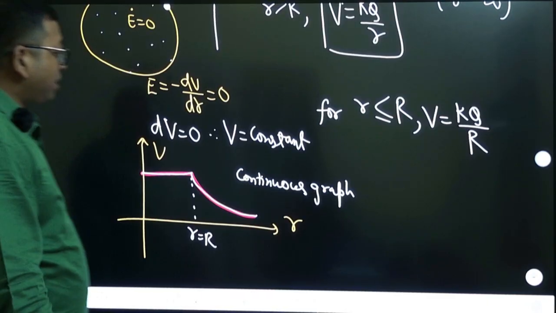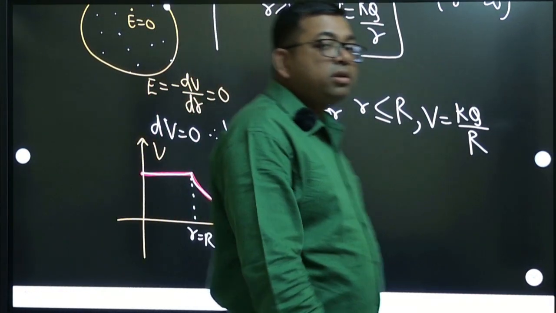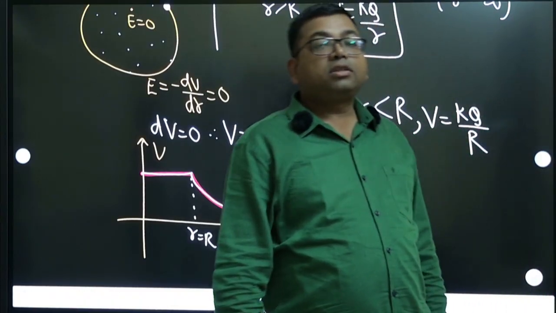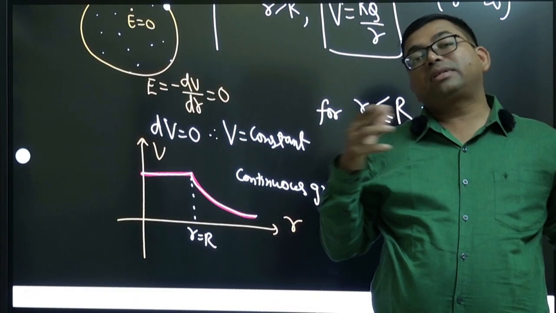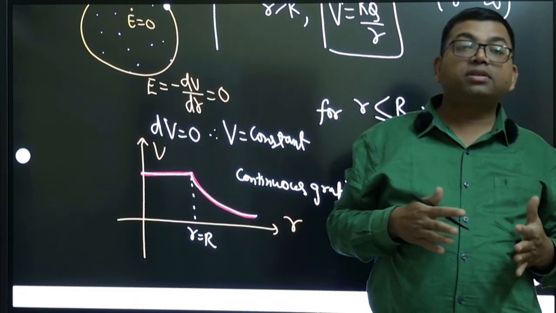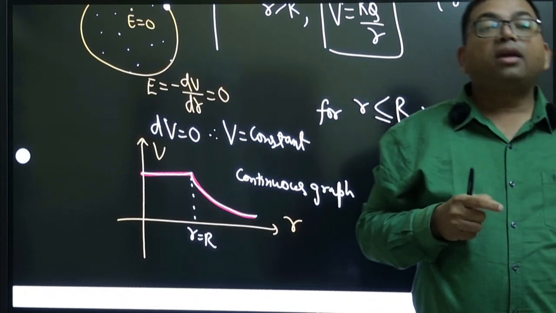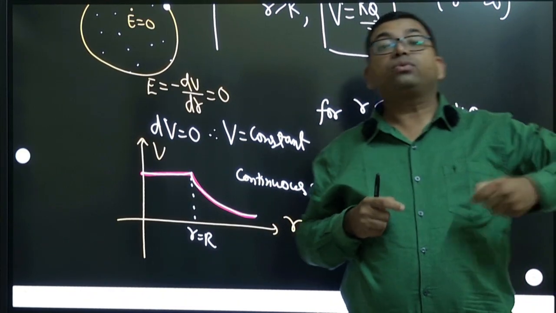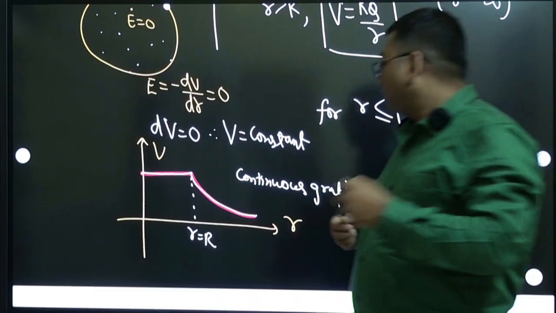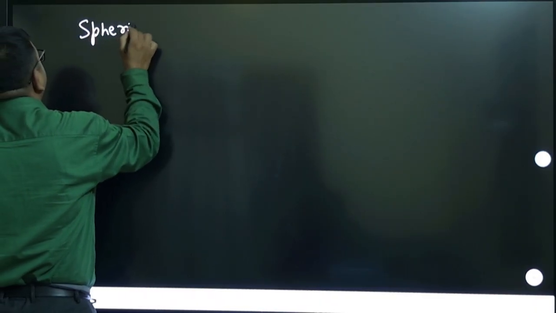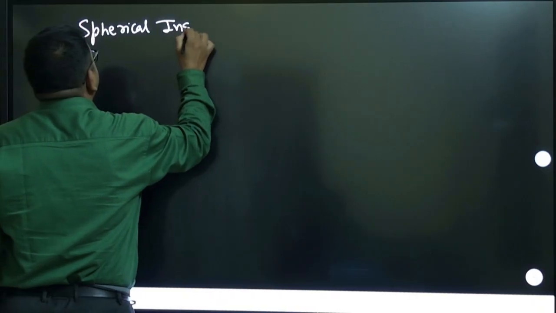Okay, done. Then what about the potential due to a uniformly charged sphere, which is an insulator, where charges are present over the entire volume? It's a very important result. We should do the derivation, and you must repeat the derivation 2-3 times by yourself to make everything clear. Okay, let us go to that spherical insulator.